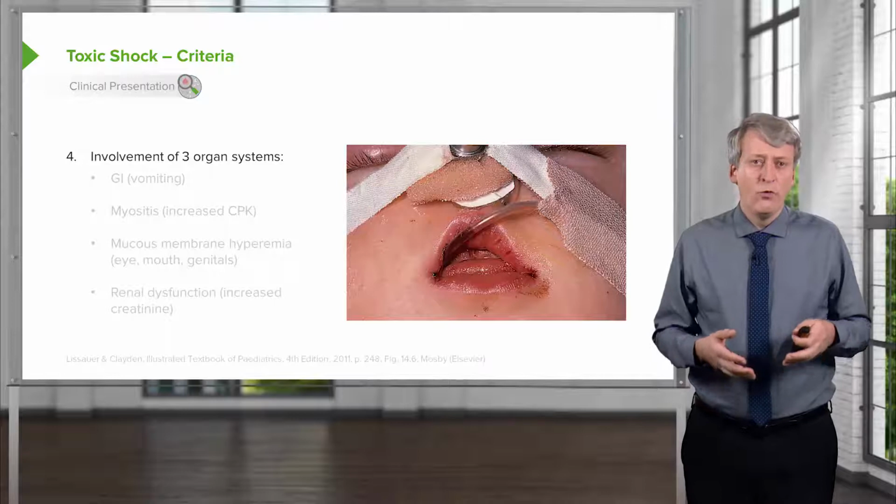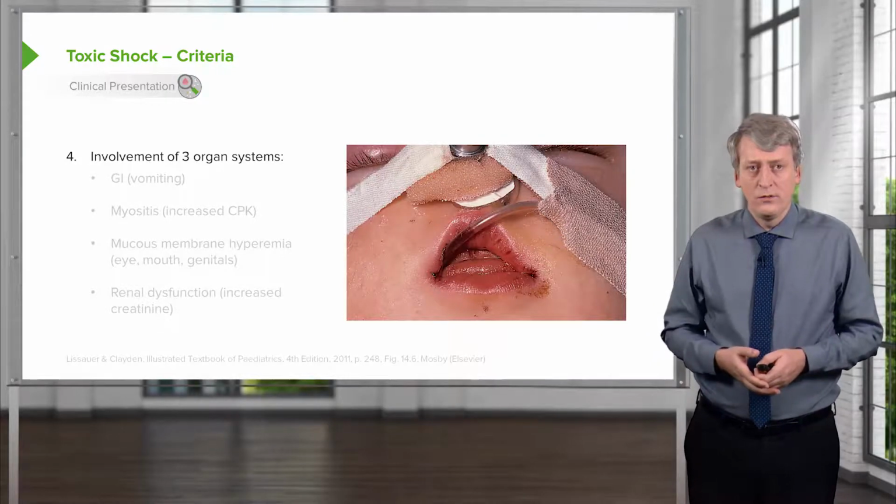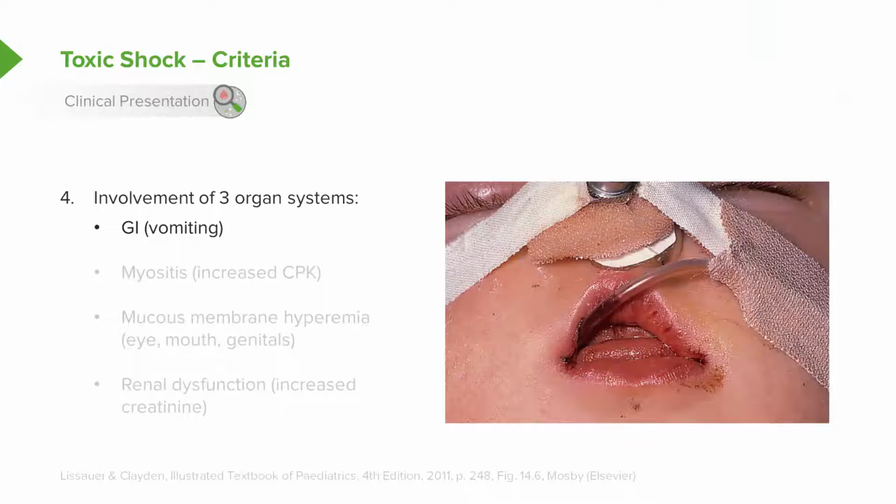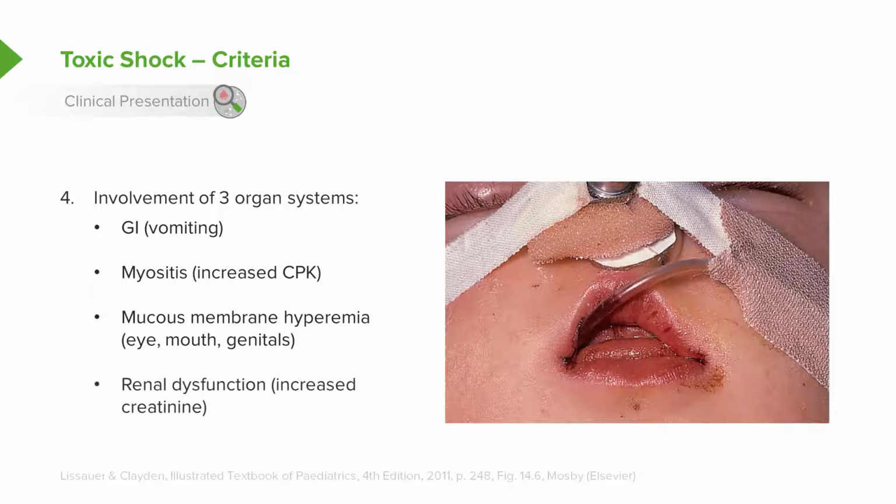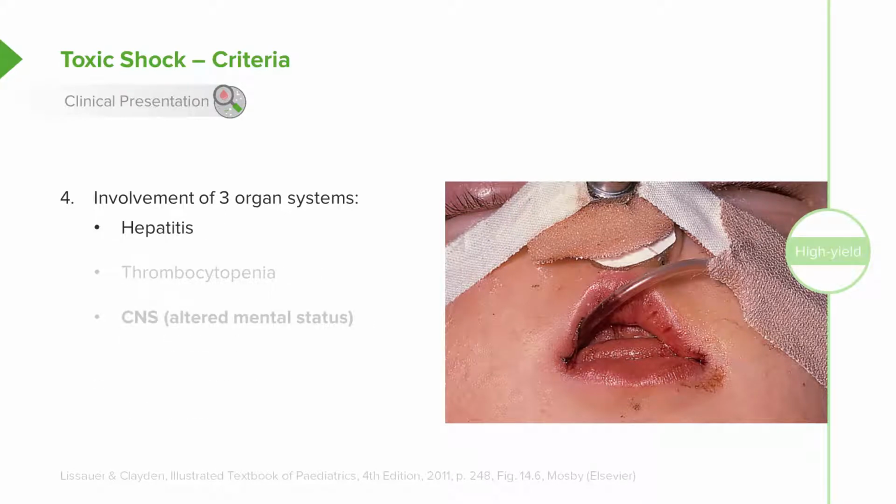Generally, patients will have involvement of 3 organ systems. This may be the GI system, they present with vomiting. They may develop a myositis and have an increased CPK. This can present as sore muscles. They often develop mucous membrane hyperemia, generally of the eye, the mouth, or the genitals. And they may develop renal dysfunction, and thus we can detect an increased creatinine on lab work. Patients may develop a hepatitis or bumped LFTs. They often develop a thrombocytopenia or a low platelet count, and they can certainly have altered mental status.